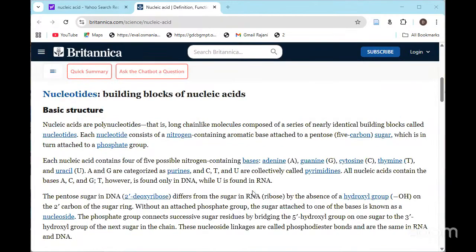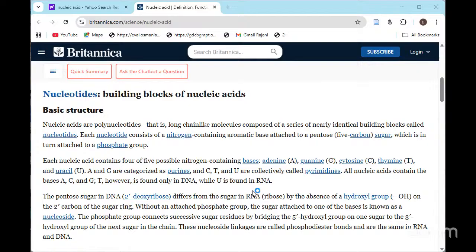Main basic structure of nucleic acids. Nucleic acids are polynucleotides, that is, long chain-like molecules composed of a series of nearly identical building blocks called nucleotides.